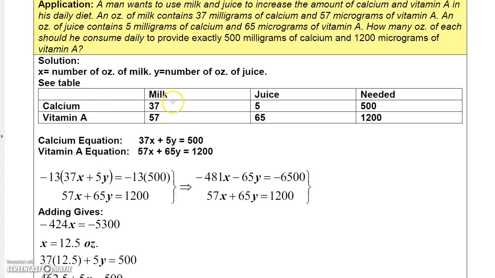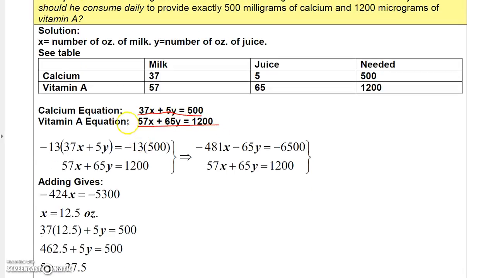Basically, you have x equals the number of ounces of milk, y is the number of ounces of juice, and then over here is how much you need, how much calcium and how much vitamin A you need. So since you get 37 units of calcium from milk and 5 units from the juice, then we know that 37x plus 5y must equal 500, so that's one equation. And then you get 57 units of vitamin A from the milk, 65 units from the juice, so that has to equal 1200 for the vitamin A. And so that's how you set up the equation.